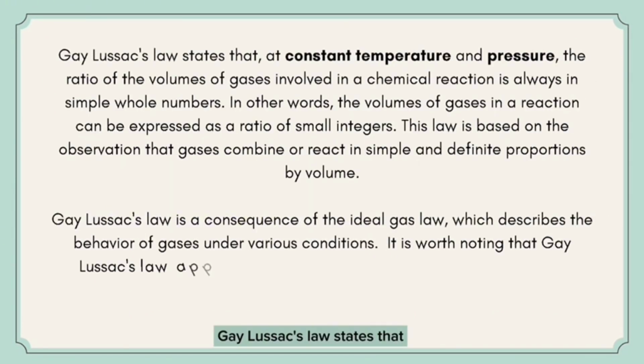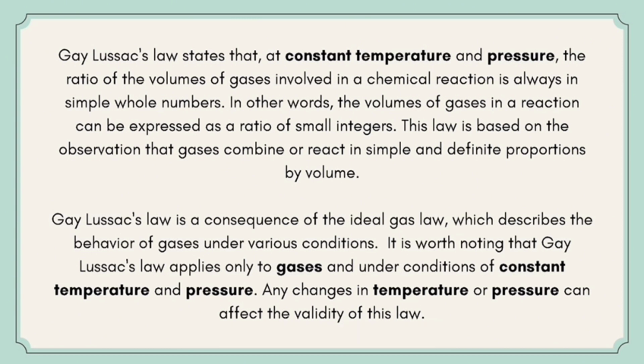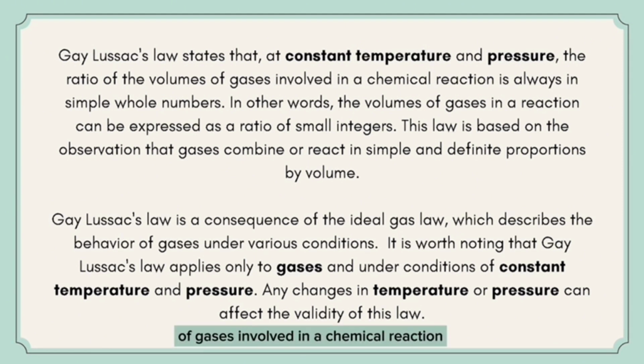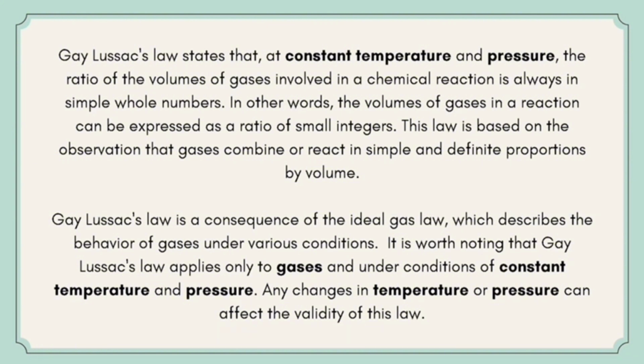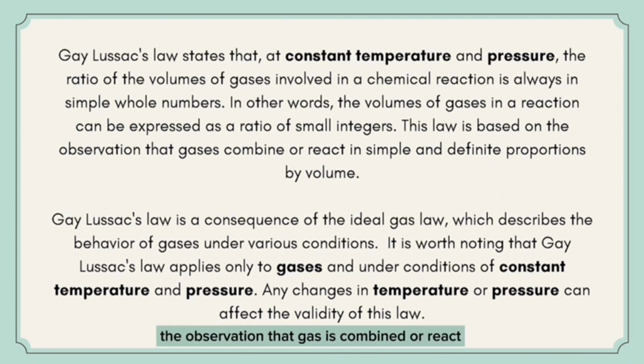Gay-Lussac's law also states that at constant temperature and pressure, the ratio of volumes of gases involved in a chemical reaction is always in simple whole numbers. In other words, the volumes of gases in a reaction can be expressed as a ratio of small integers. This law is based on the observation that gases combine or react in simple and definite proportions by volume. For example, when hydrogen gas reacts with oxygen gas to form water vapor, the volume ratio is 2:1. This means that for every 2 volumes of hydrogen gas, 1 volume of oxygen gas is consumed, and 2 volumes of water vapor are produced.